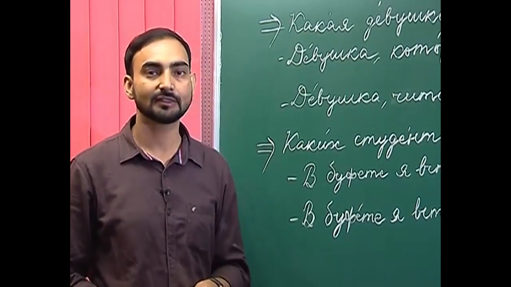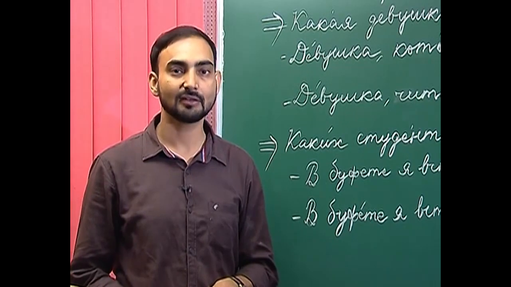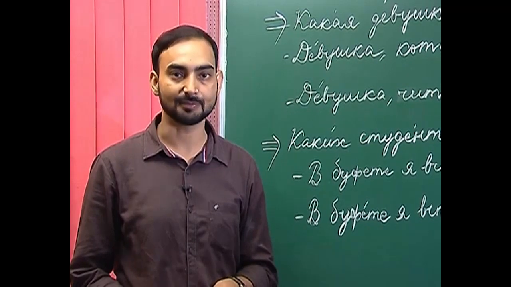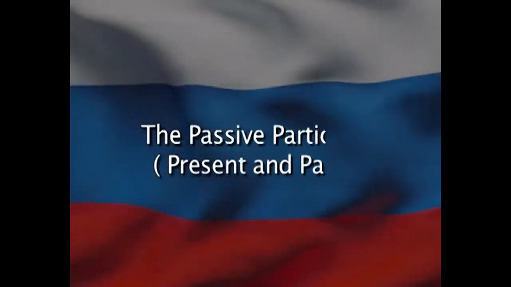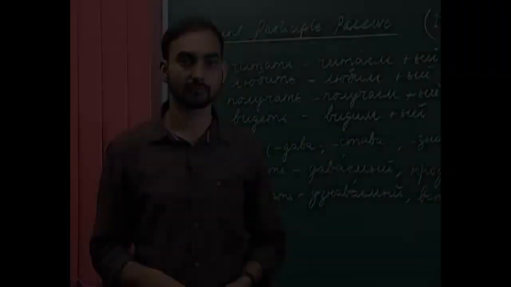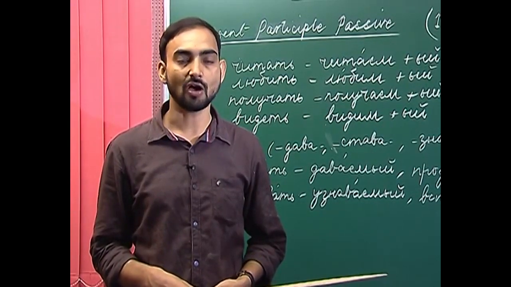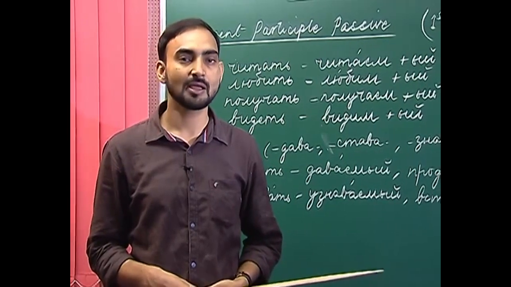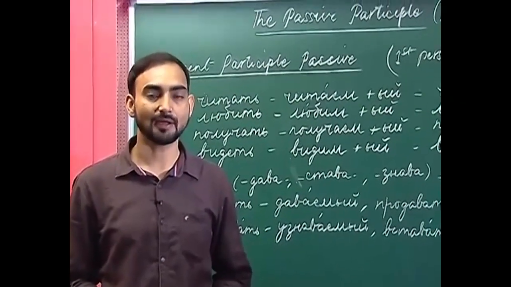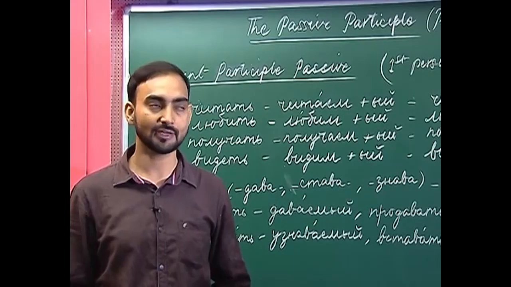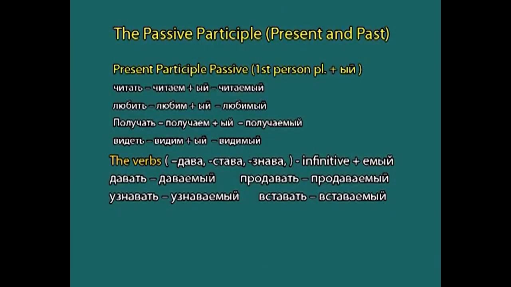So, now we will look at the past participle passive and present participle passive. So, basically we will be discussing the passive participle. The topic that we are going to discuss now is the passive participle. So, how do you understand the passive participle? Passive participles are the participles which denote an action in the passive voice. Passive voice you already know.